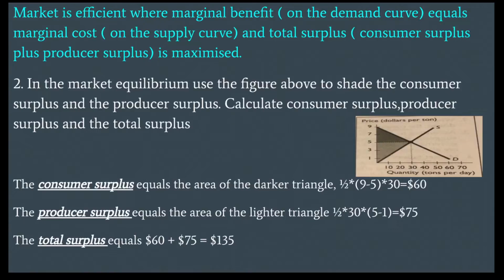The producer surplus equals the area of the lighter triangle, that is half times the base, which is 30, and the height is 5 minus 1, which equals $75. The total surplus equals $60 plus $75, which is equal to $135.